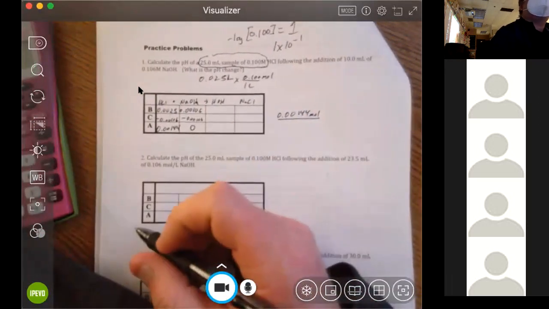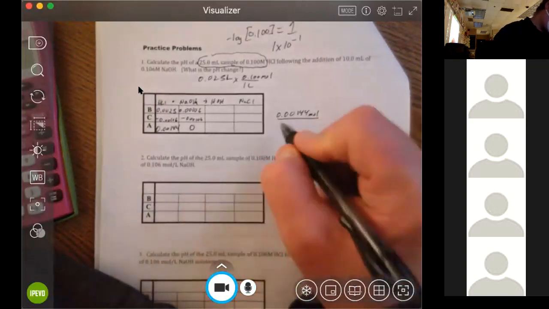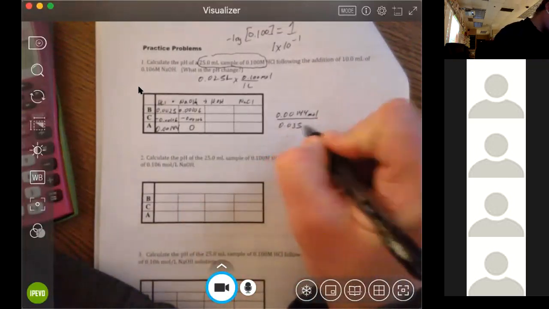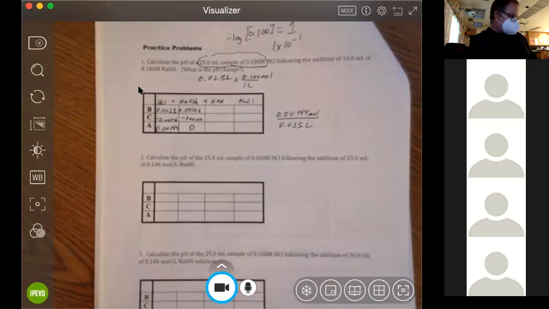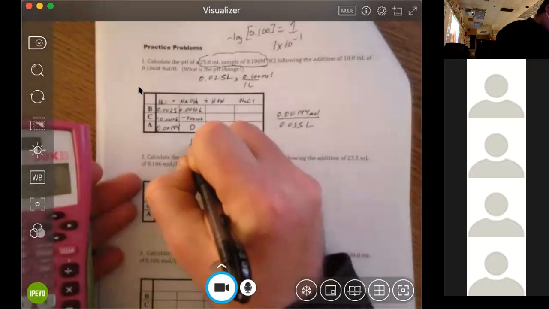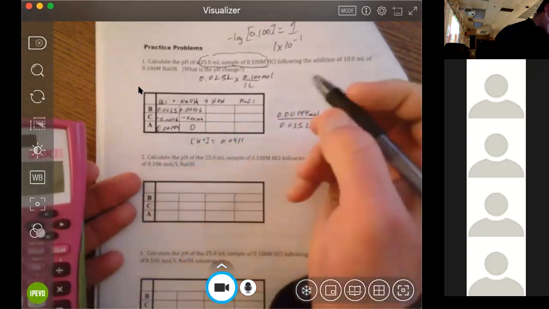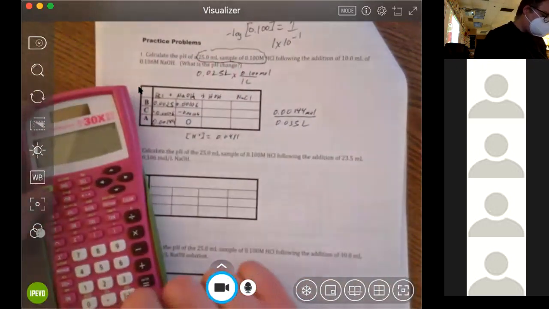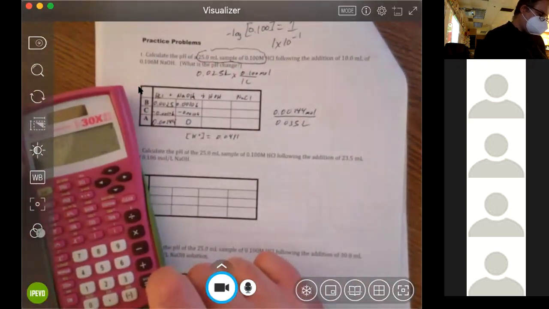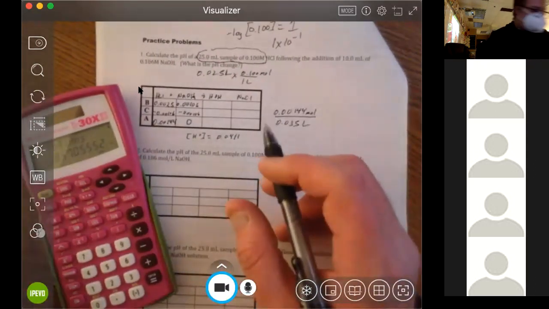What is our new volume in liters? There we go, 0.035. And we put it in there. 0.00144 divided by 0.035. The hydrogen ion concentration now is equal to 0.0411. And again, I'm always just going to keep that in my calculator and then take the negative log of it. And we get 1.39.